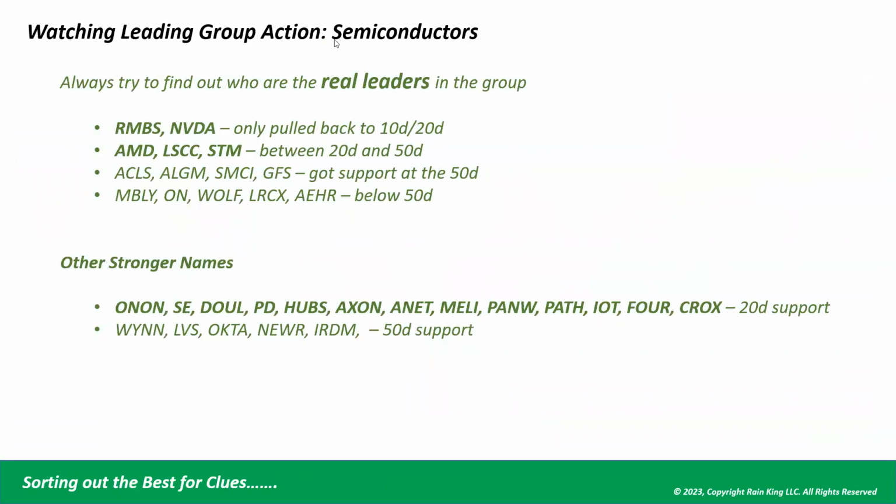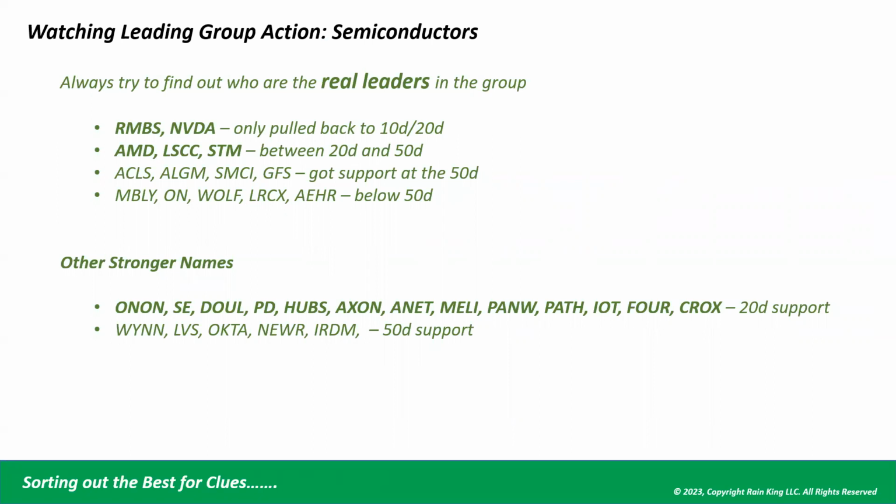Now, looking at this semiconductor group, one of the nice things about these pullbacks is it gives us an X-ray into finding out who are the real leaders in the group. So where should our focus be? One of the ways to do that is look at the pullbacks and see where they're getting support. Now, Rambus and NVIDIA have only pulled back to the 10-day and the 20-day moving average, respectively. That's very good action. They're still acting very, very strong. Now, AMD, Lattice Semiconductor, STM, they've pulled back. They're kind of between the 20-day and the 50-day.